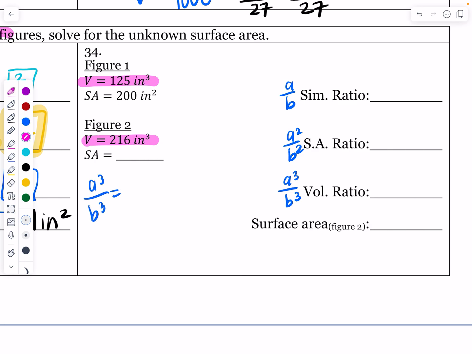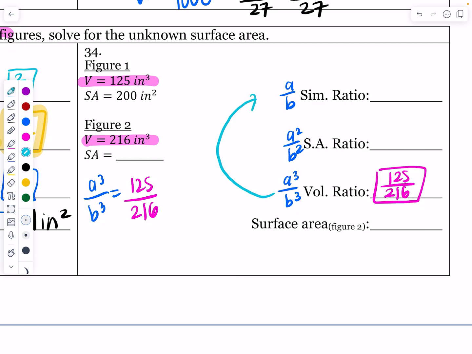So what do they actually give us? They give us 125 over 216. That cannot be simplified as a fraction, so we leave that how it is. That's fully simplified. There's the volume ratio. How do we use that to go to the similarity ratio? To go from something that is cubed to something that is not, we take the cube roots. The cube root of 125 for a is 5, over the cube root of 216 is 6. I feel like we just did this. Let's just keep going. Okay, so that's 5 over 6.